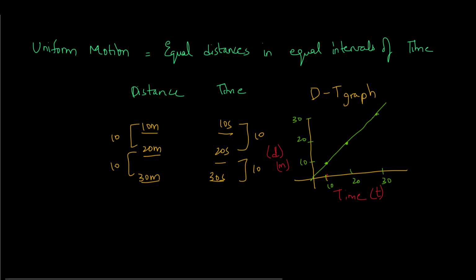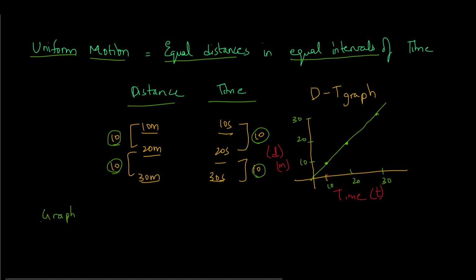So from this you can say that uniform motion is an object covering equal distances in equal intervals of time. Here you see equal distances, 10, 10, and equal intervals, 10, 10. So the graph of uniform motion is always a straight line.